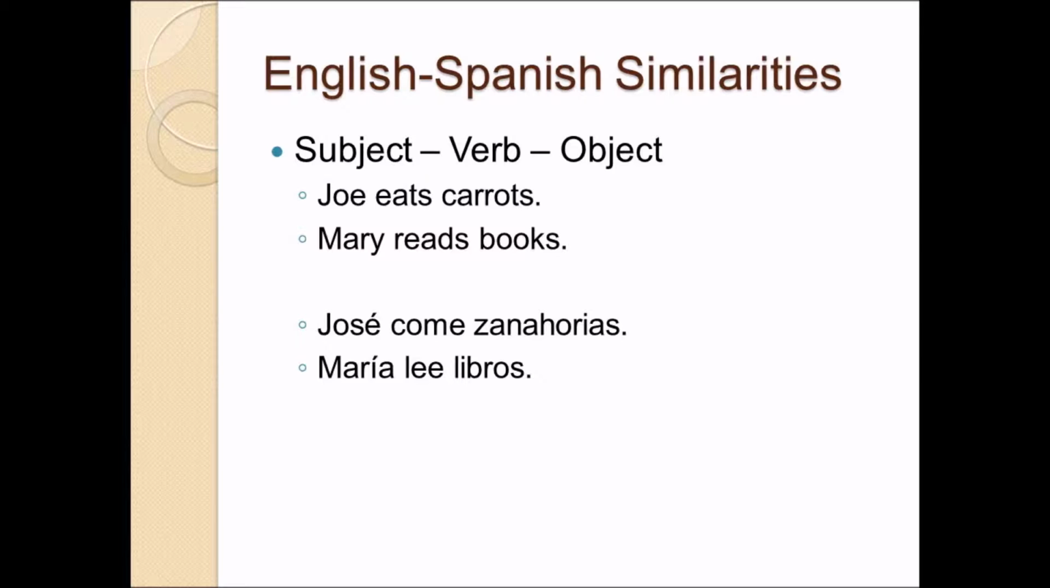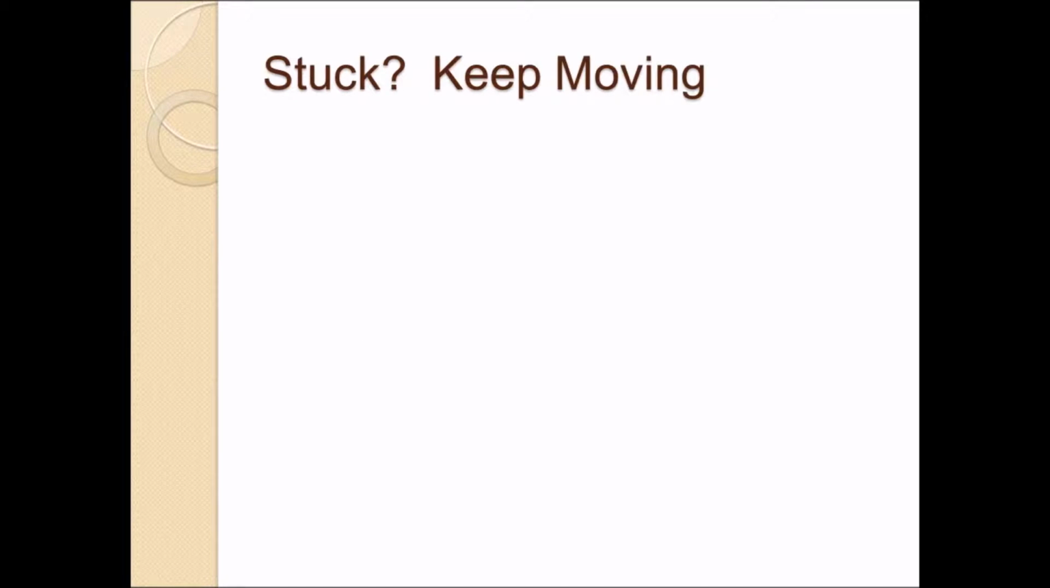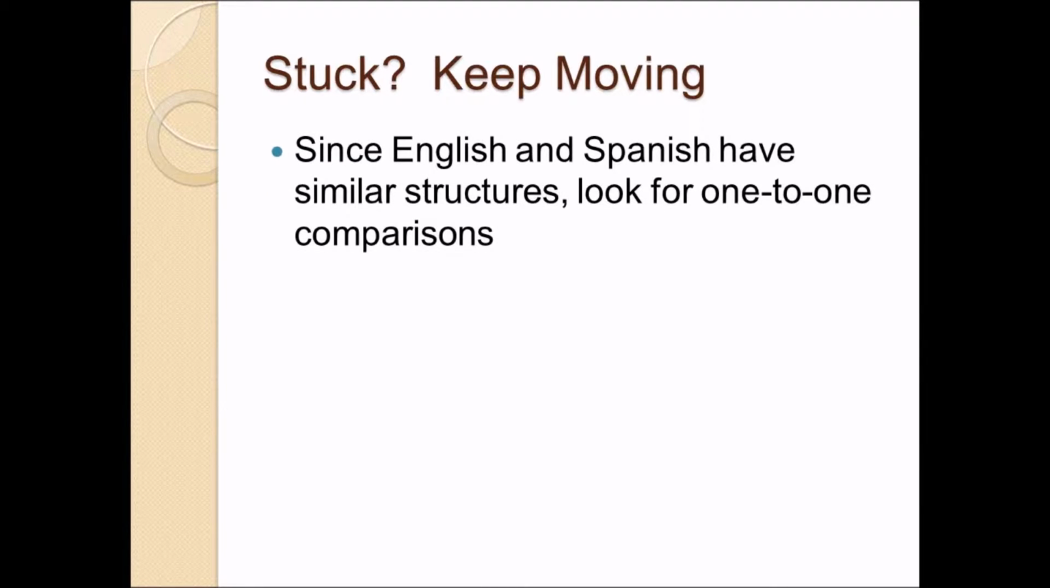You can see on both of these that you have the subjects first, Joe, Mary, José, and María, then the verb, eats and reads, come and lee, and then the object, carrots and books, zanahorias and libros. This is very helpful in creating basic sentences in Spanish, because if you're not sure what to do, you can just keep moving and think of it on that one-to-one relationship between English sentences and Spanish sentences.